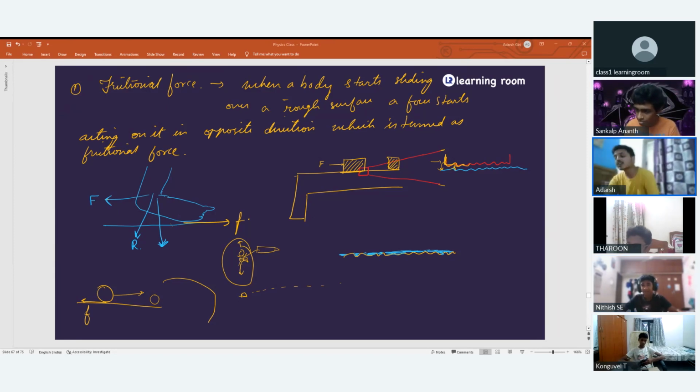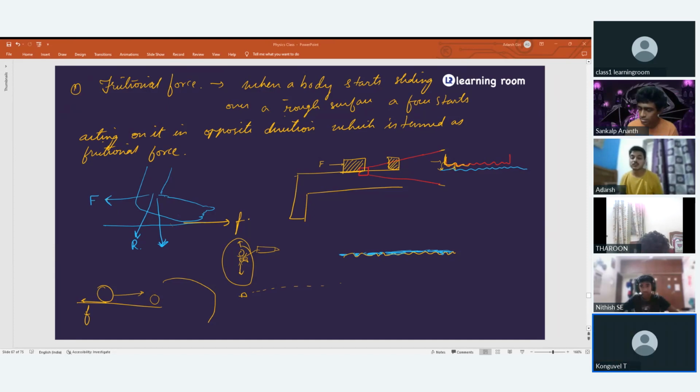See, vacuum is a different thing. No air is there. Nothing is there. Space means what? Nothing. If something is moving, it will just keep moving. It won't stop. And if something is still, it cannot move on its own.